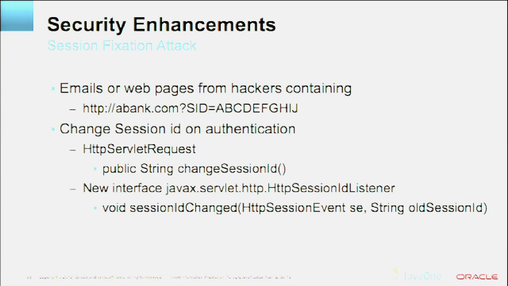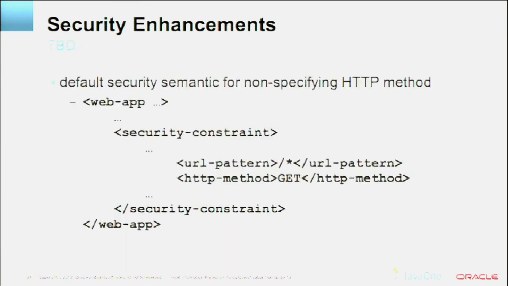Now, so far this is for the security enhancement. And then we have two other issues that we are discussing, but we haven't finalized. One is this: if you have a security constraint like this, and you only specify it for GET, then what happens to the other HTTP methods? You don't know, right? By default the server will handle it, and most servers will say, okay, you are granted all permission, you can do whatever you want.